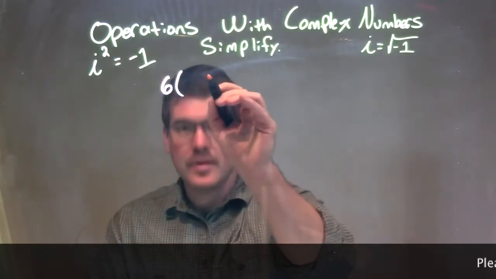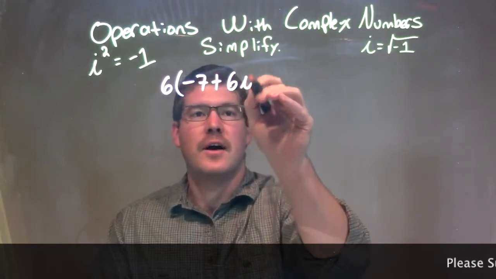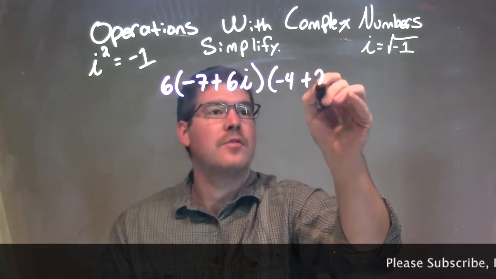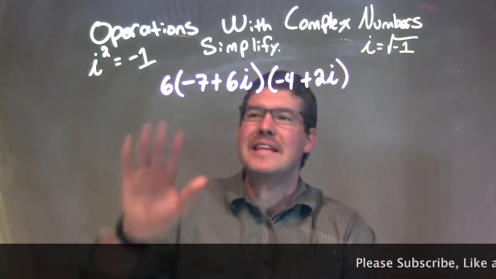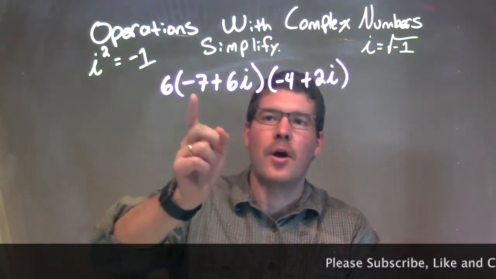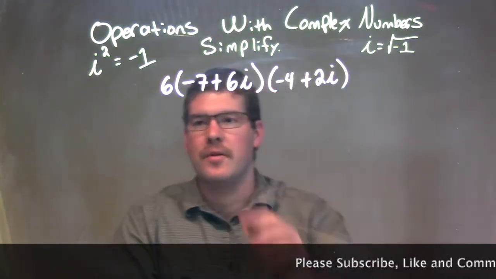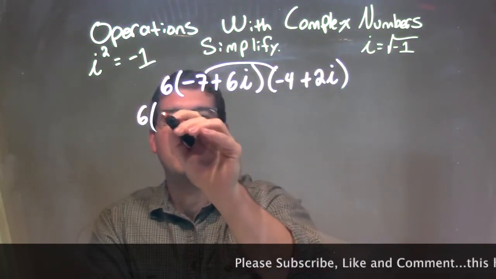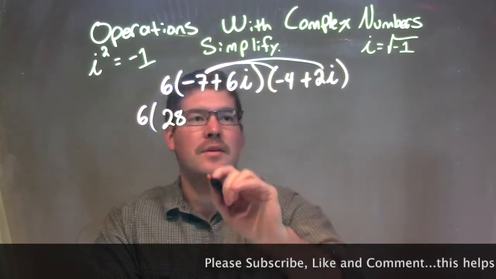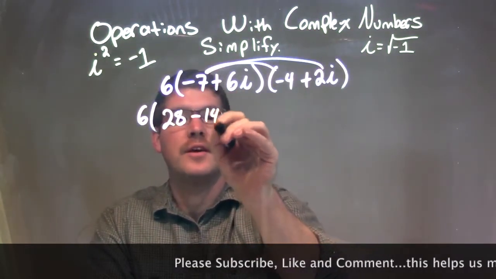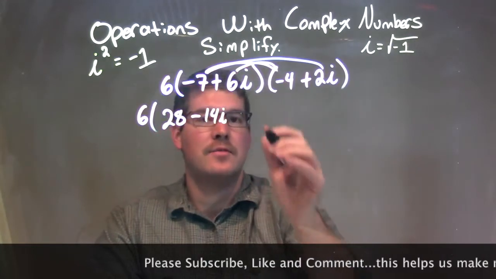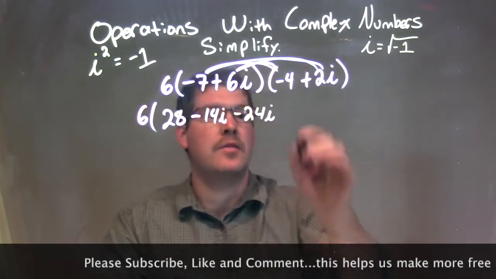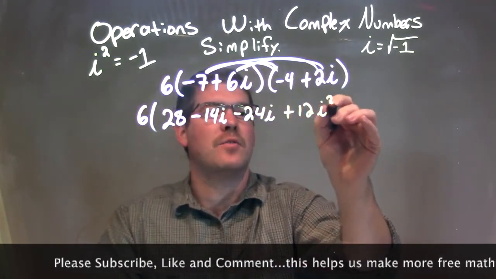6 times negative 7 plus 6i multiplied by negative 4 plus 2i. Well, I'm going to leave the 6 on the outside for right now, and I'm going to multiply all parts of these parentheses to each other. So we have 6 out here. Negative 7 times a negative 4 is a positive 28. And negative 7 times a positive 2i is a negative 14i. 6i times a negative 4 is a negative 24i. And 6i times 2i is a positive 12i squared.